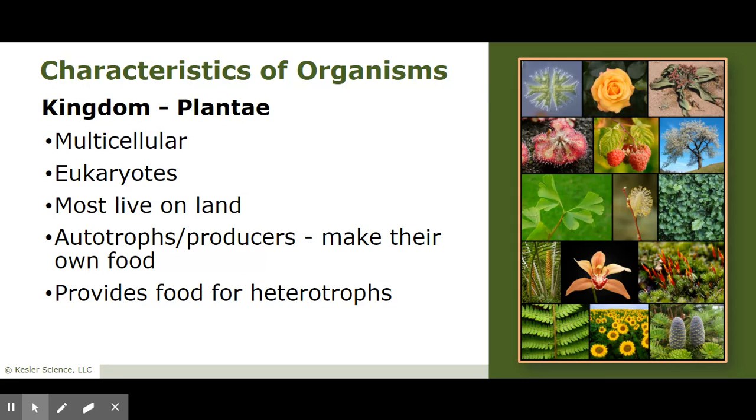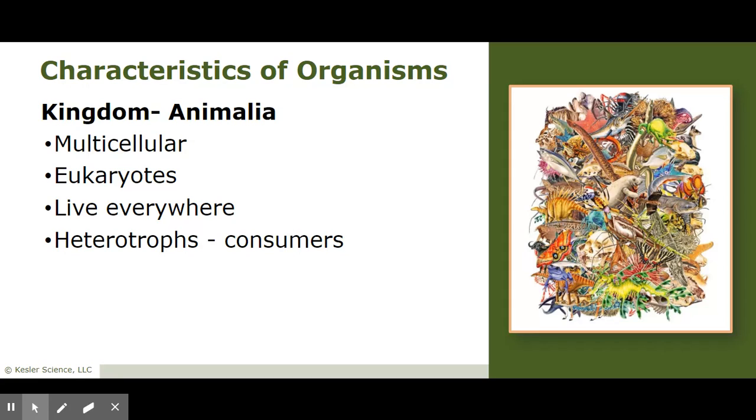Then we have the plantae kingdom. It's multicellular. It has eukaryotes, which means that it has membranes around its nucleus. It lives mostly on land. It's found in autotrophs and producers, and they make their own food, which provides food for heterotrophs. Then we have our animal kingdom, which is multicellular. They have eukaryotes, which means that there are nucleuses with the membrane. They live everywhere, and they are heterotrophs, also known as consumers.